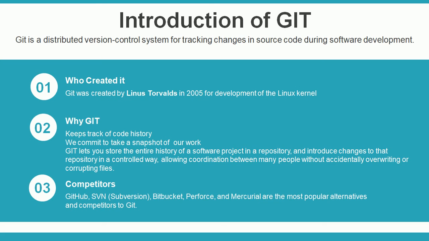There are some competitors of Git like GitHub, SVN was there, Bitbucket is there, Perforce and Mercurial. So these are the most popular alternatives and competitors to Git.